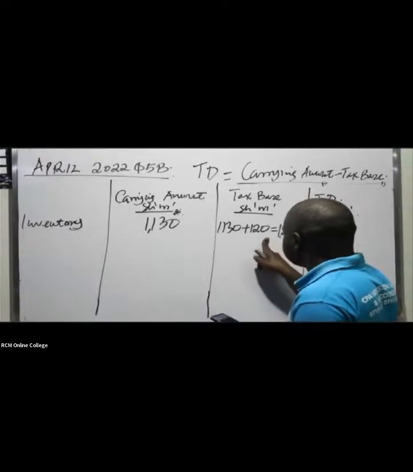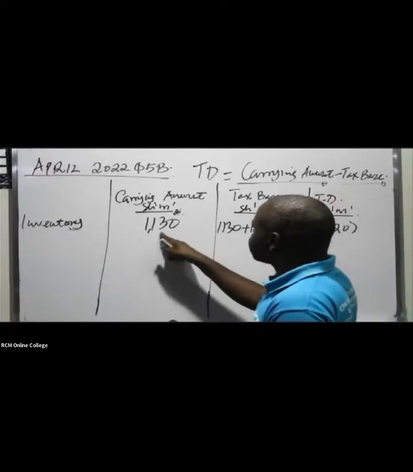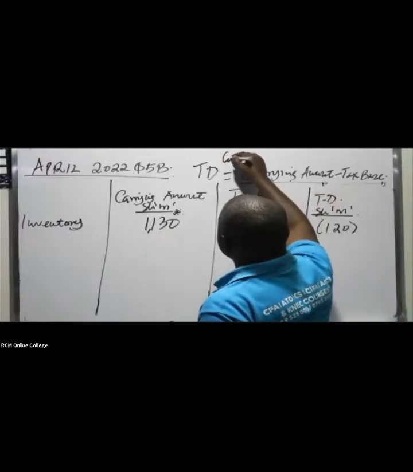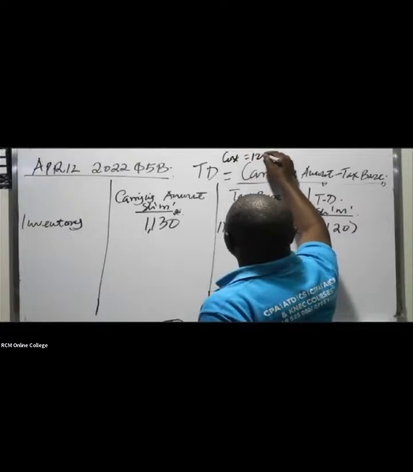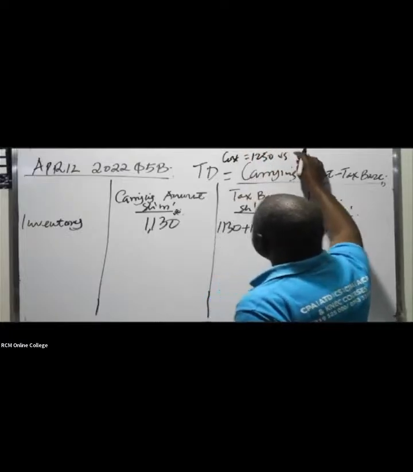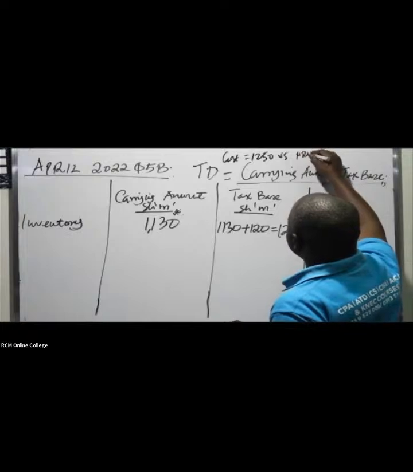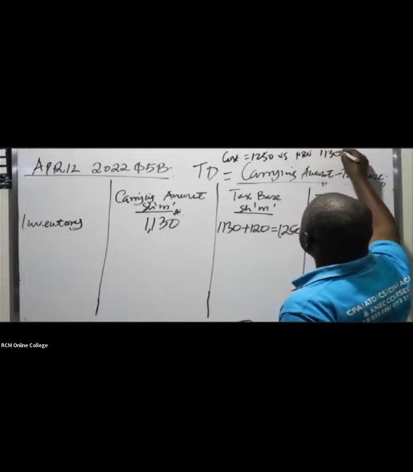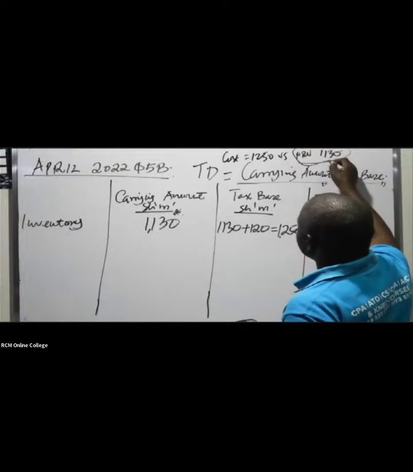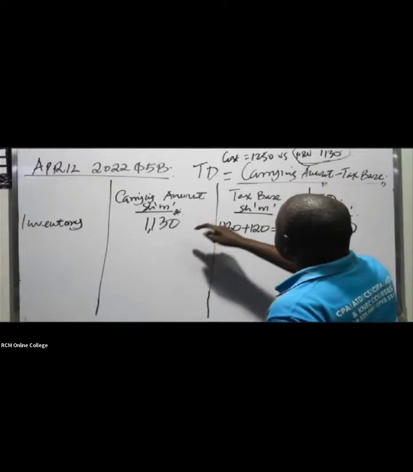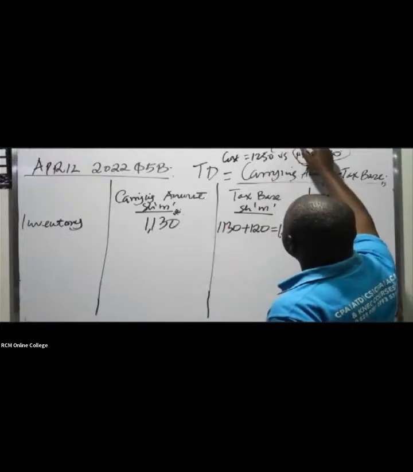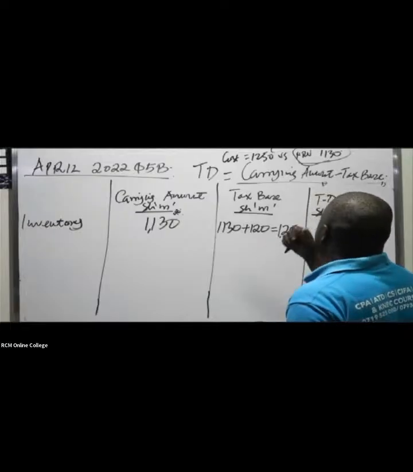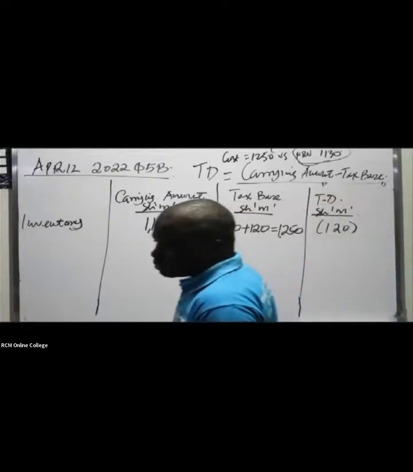This one is ignored. Remember, in this case, the accountant is comparing two figures: the cost, which is 1250, versus the NRV, which is 1130. So he takes the lower, and that is what he presents in the books of account. But the taxman doesn't consider that a reduction. For him, he considers the entire amount. So that's what brings about that temporary difference. You go to the next one.